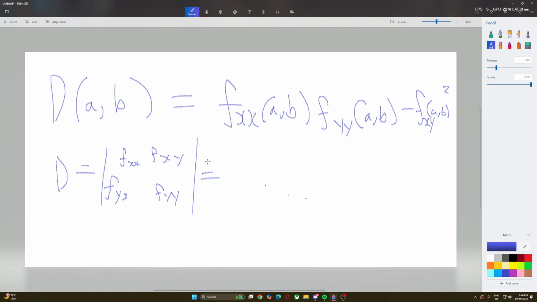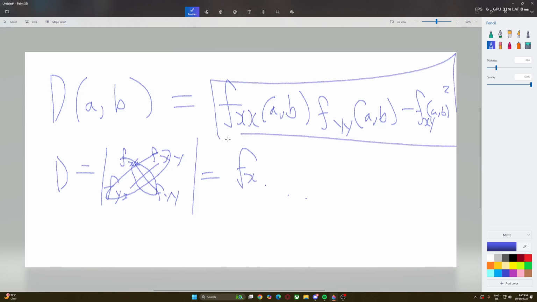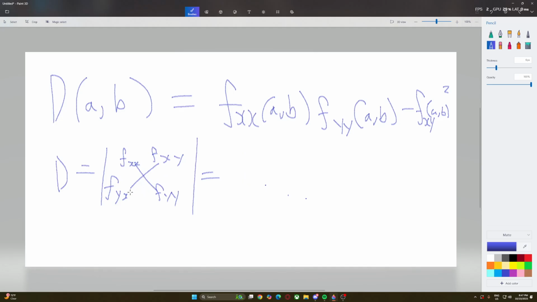So when you take the determinant, you multiply these two and these two, and you do it this first, then this, and you minus when you do it the second time. So this would be fxx. Well, I mean, it's in this form. And since these two are the same, I can write fxy squared or fyx squared. It doesn't matter. It'll give you the same answer anyways.